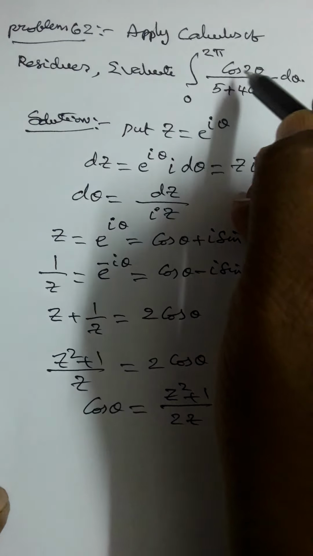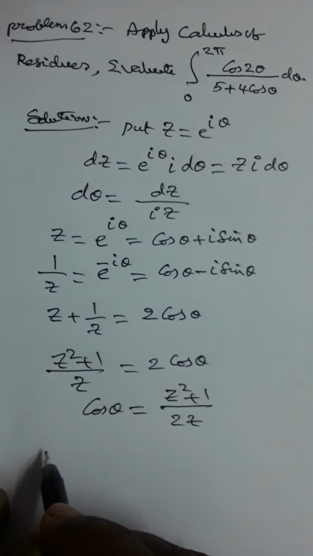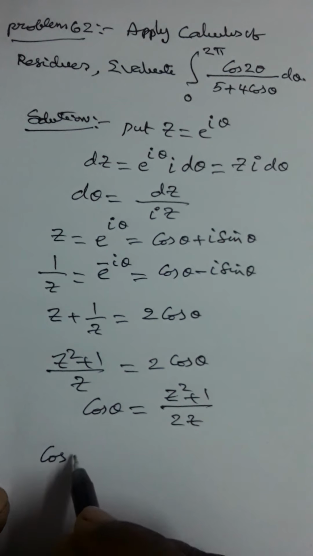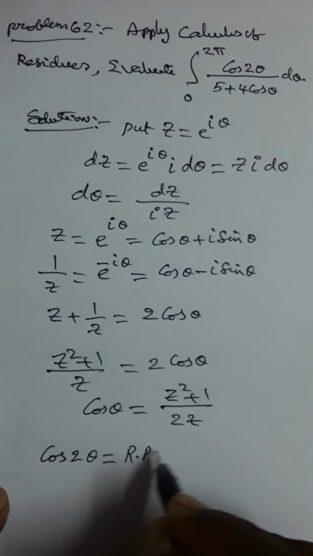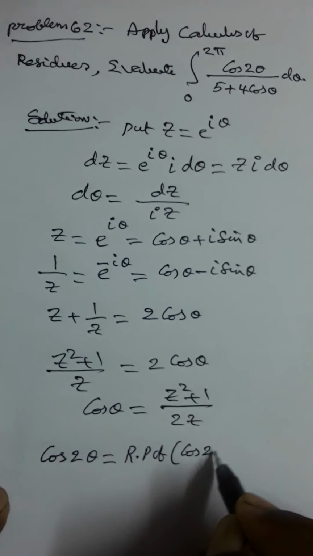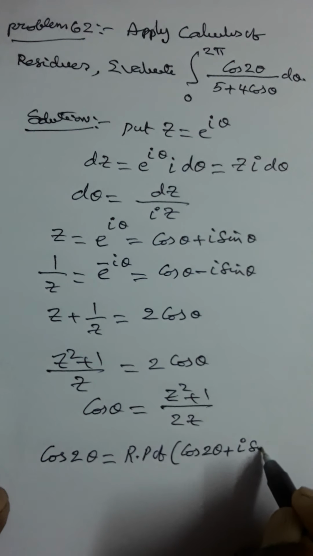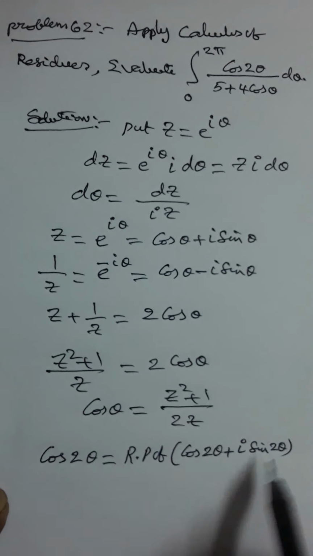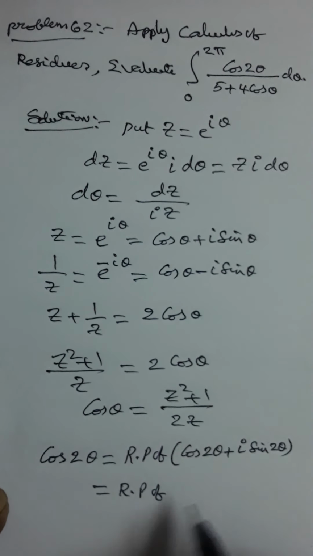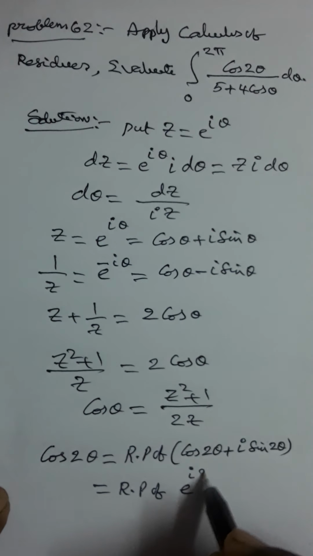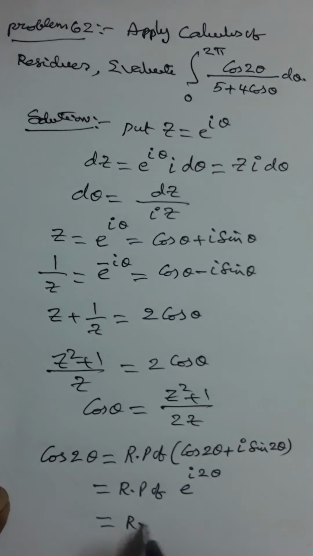Here in the numerator cos 2 theta is given. cos 2 theta is the real part of cos 2 theta + i sin 2 theta. The real part of this is nothing but cos 2 theta, the real part of e^(i 2 theta), which is the real part of (e^(i theta))^2, the real part of z^2.